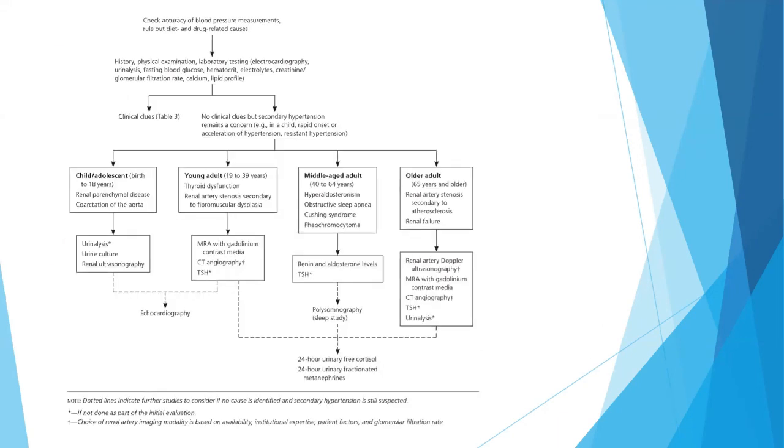So you need to check the accuracy of blood pressure measurements, and rule out diet and drug-related causes. After that, we go for the history, physical examination, lab testing, ECG, urine analysis, fasting blood glucose, hematocrit, electrolytes, creatinine, glomerular filtration rate, and calcium or lipid profile. So we need to rule out all the causes of secondary hypertension, and then you treat the patient as a case of primary hypertension. Because if you do not treat the cause as a whole, then the hypertension will not be controlled and will cause significant damage to the life of the patient.